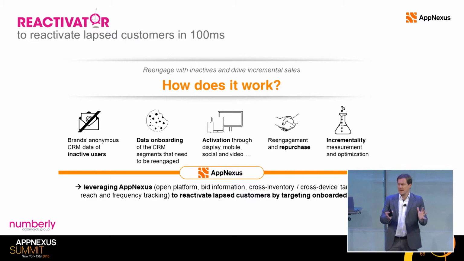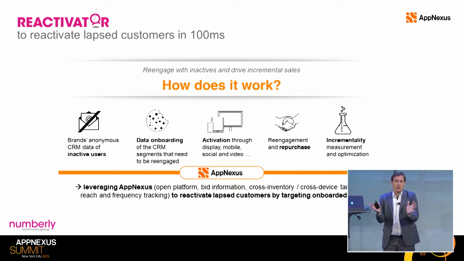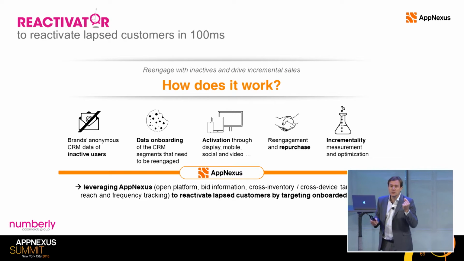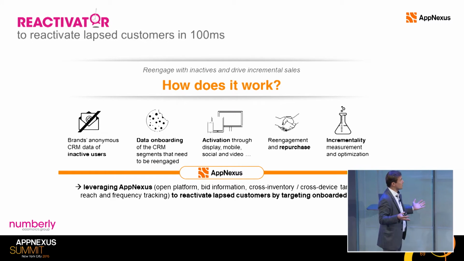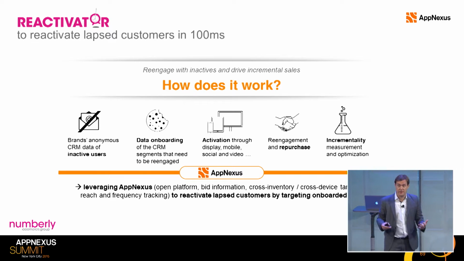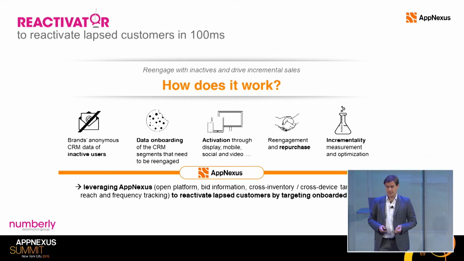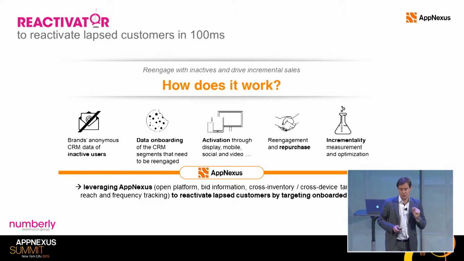We are people-based from day one. How can you be people-based if you don't have the ability to know which person you've targeted? This is just not possible. So we leverage the AppNexus platform and all their cross-inventory, cross-device targeting abilities in order to reactivate lapsed customers by targeting this onboarded data. And how do we measure that?